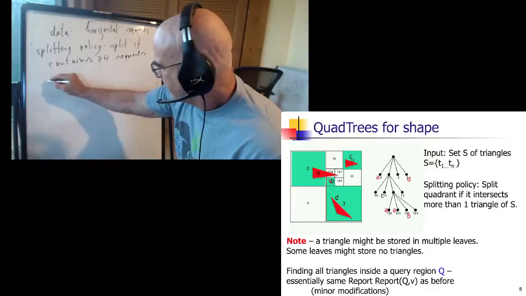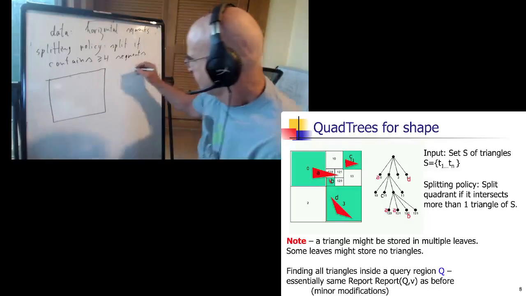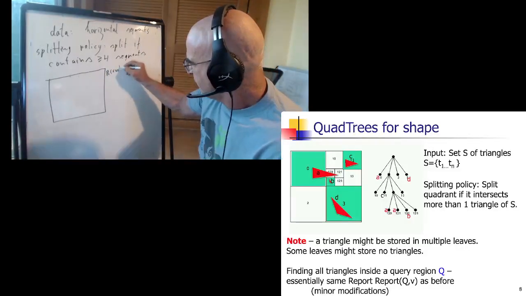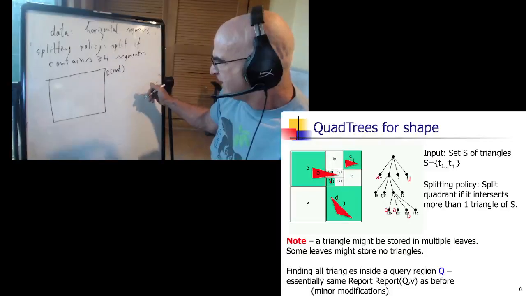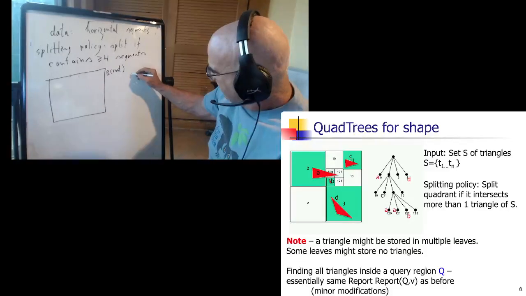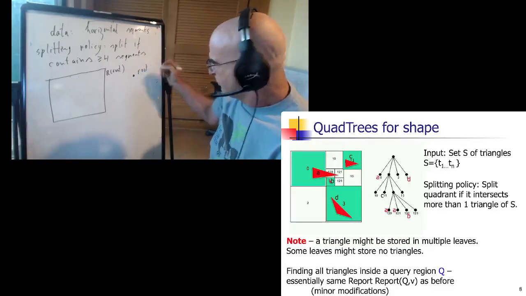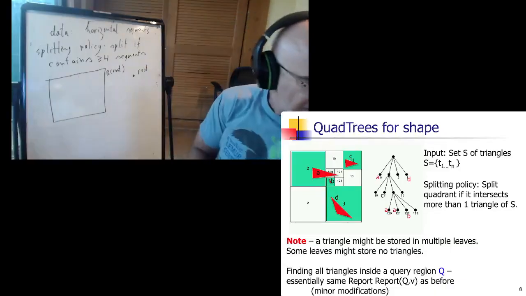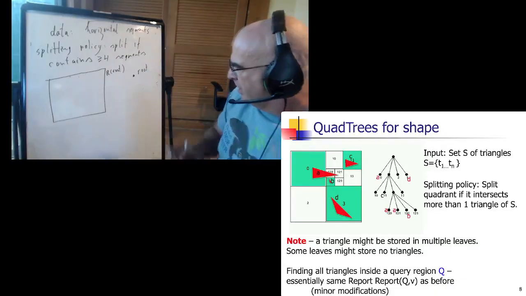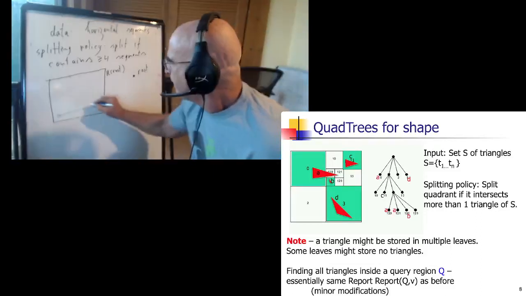So here is my region. That's the region R of the root of the tree, and at the moment I don't have any segments in the structure. My data structure is just a root, and I stored nothing with the root because I didn't insert any segments so far. And now I'm inserting a segment S1.